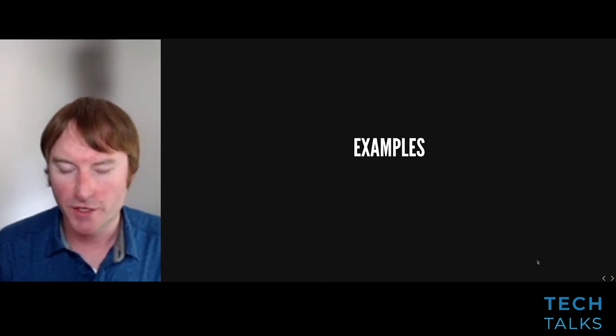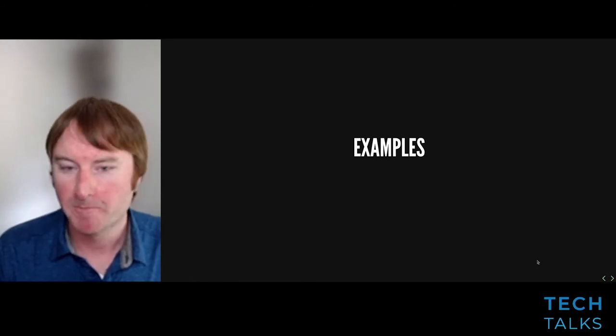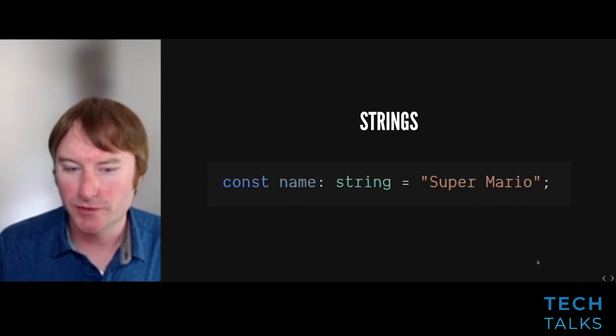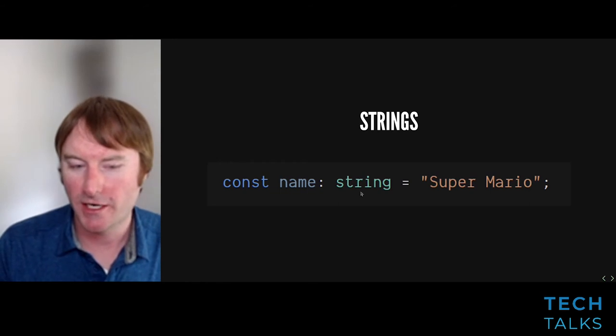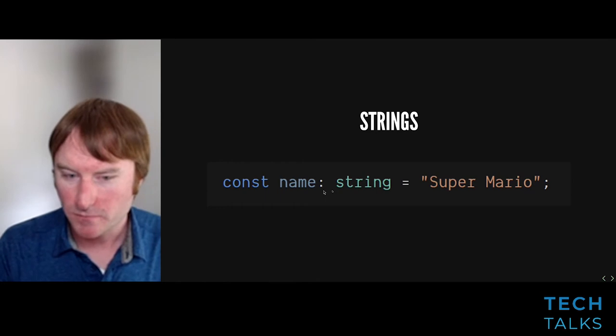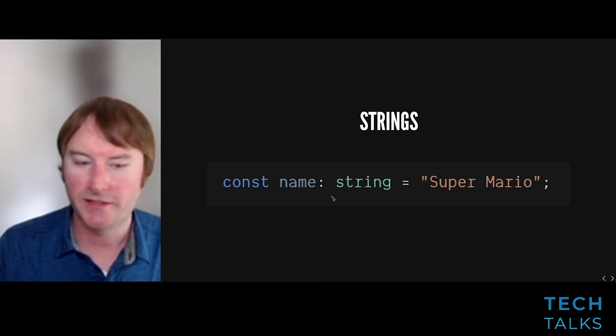So for a couple examples, and these are going to be pretty high level just to kind of get a taste for what they look like. You can have things like strings. So you can declare variables with a string. You see a colon and then the type that you want to declare it. That's a name, Super Mario. These things basically guarantee that the name will be a string.